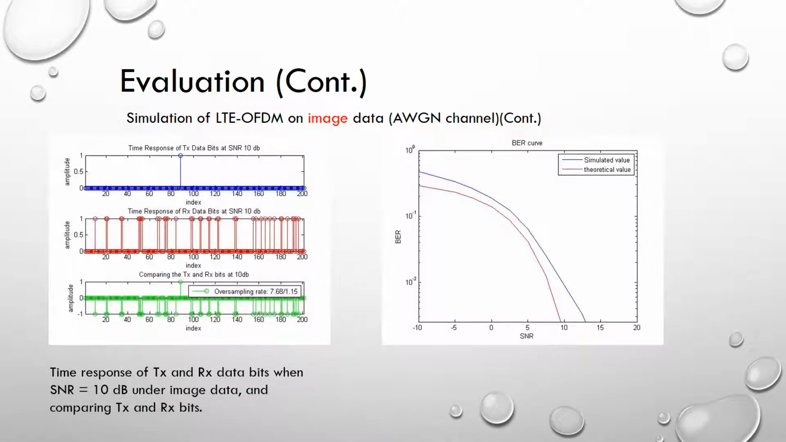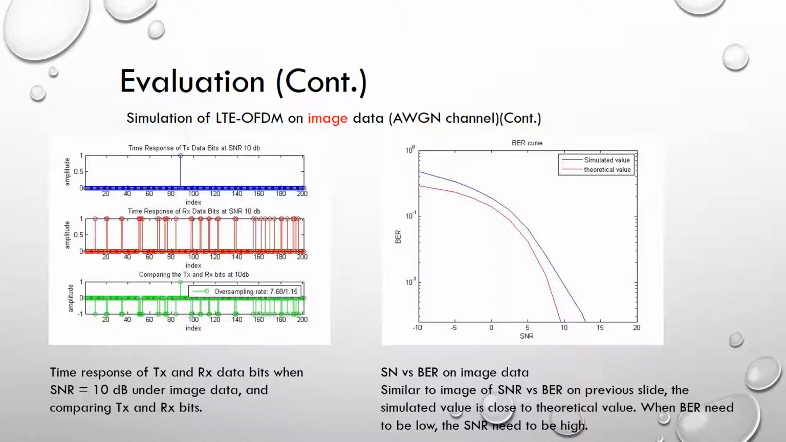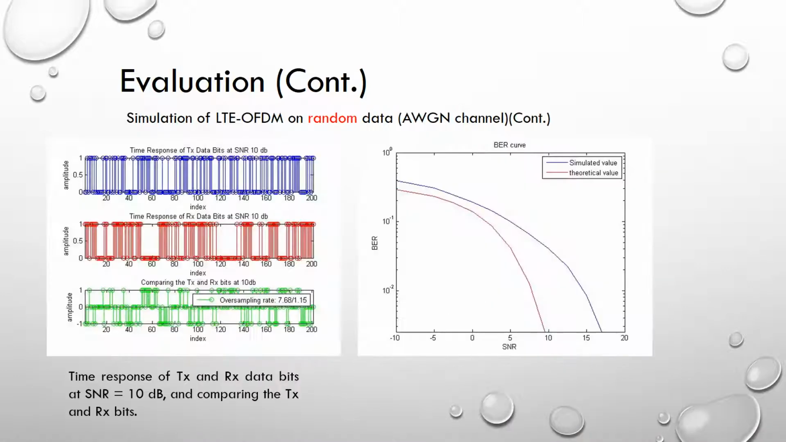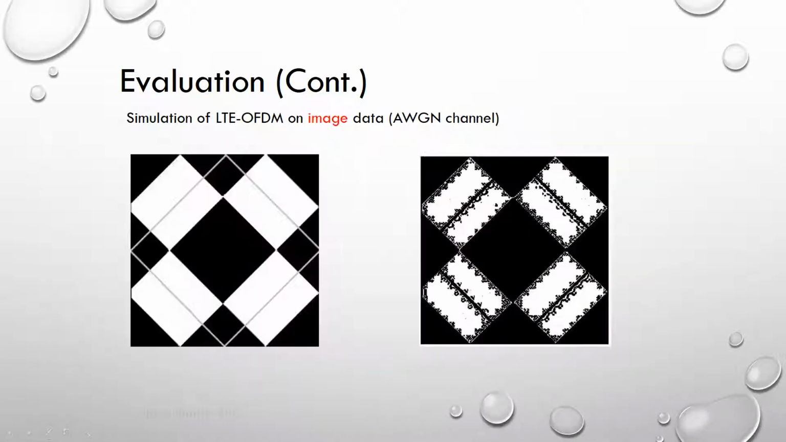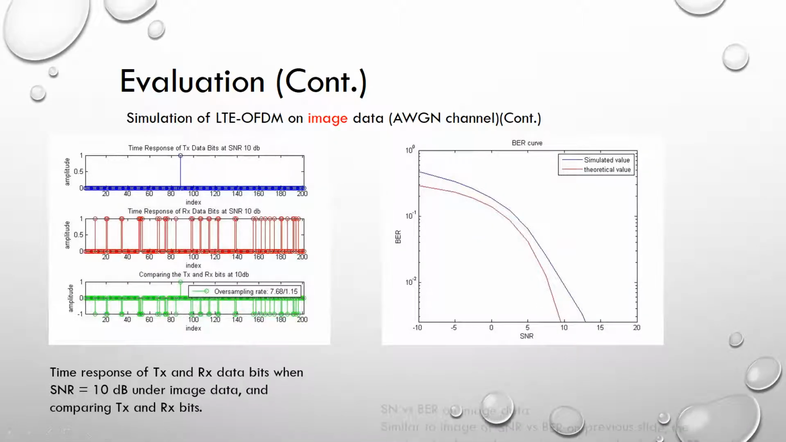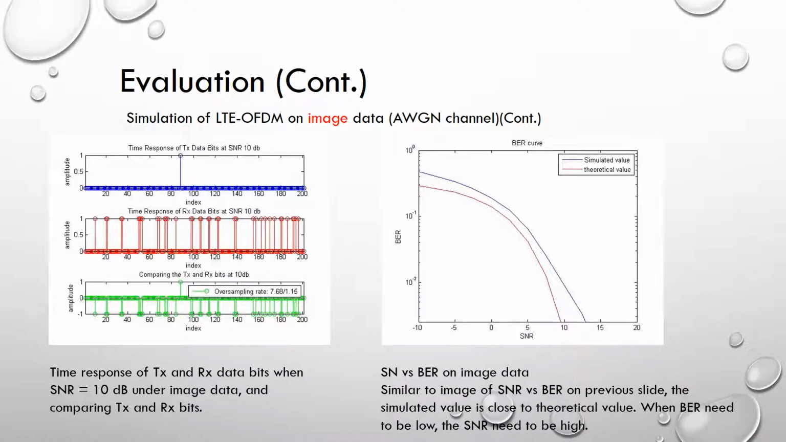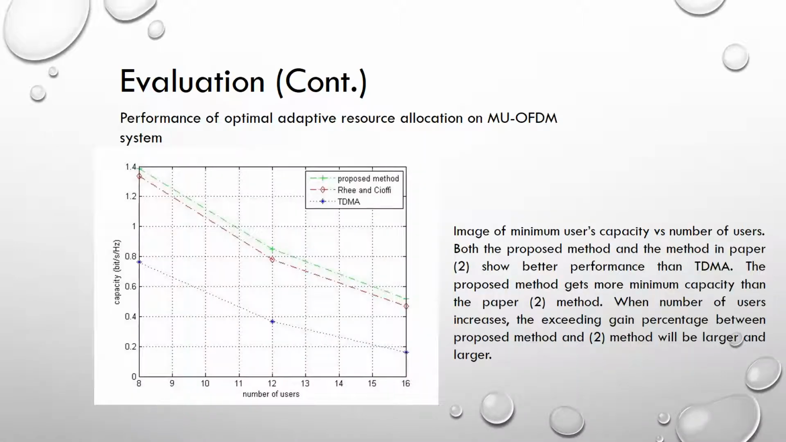This is the time response of TX and RX data bits when SNR is 10 dB on the image data, and comparing TX and RX bits. And this is the relationship between SNR and BER on image data. Similar to the previous slide, this image shows the simulated value is close to the theoretical value. When BER needed to be low, the SNR needed to be high.